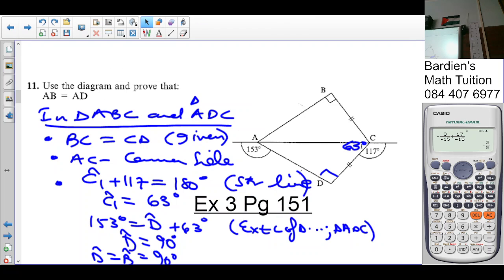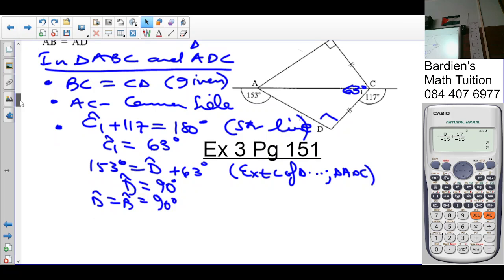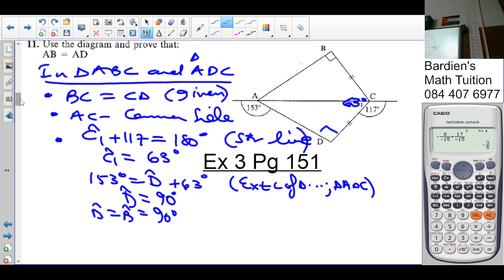But they haven't even concluded. So what do I say here? Therefore, triangle ABC is congruent to triangle ADC. Why? Who can tell what's the case of congruency here? Side angle side. Why RHS? We use 90 degrees and we use the hypotenuse. Not O, it's a D. Or B. Or HS.